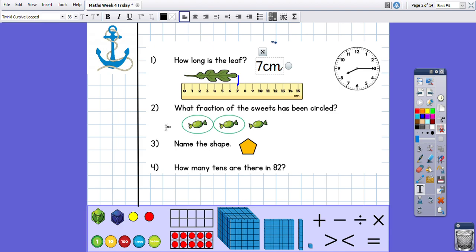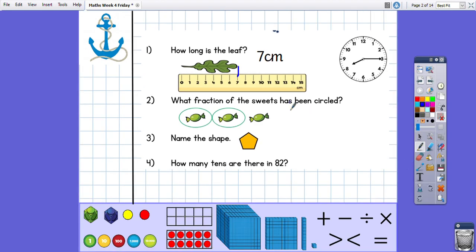Number 2, what fraction of the sweets has been circled? So remember my top tip, find your denominator first, and to do that you count how many parts there are. So you've got 1, 2, 3 different parts, and out of those 3, 1, 2 are circled, so it's 2/3, 2 out of 3.